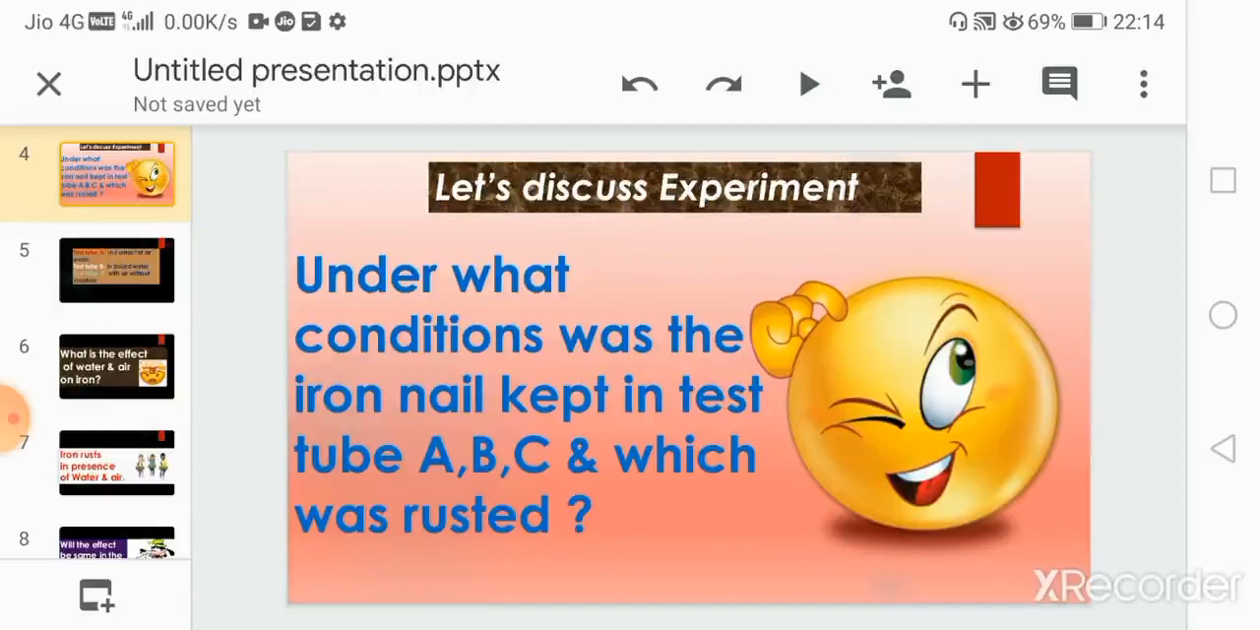Well, my first question for you is, students, under what conditions was the iron nail kept in test tube A, test tube B and test tube C? And what do you think, which iron nail has rusted?